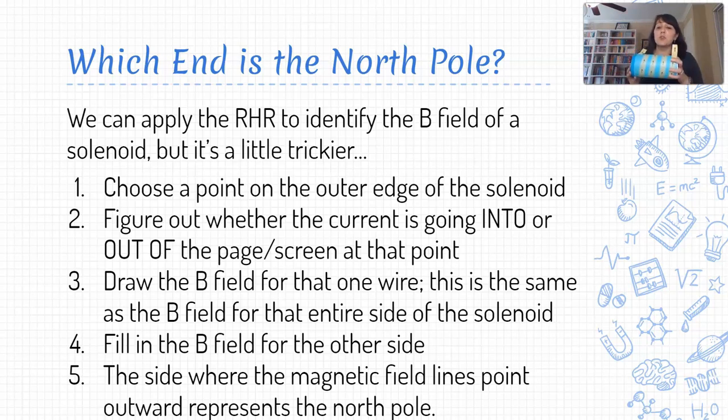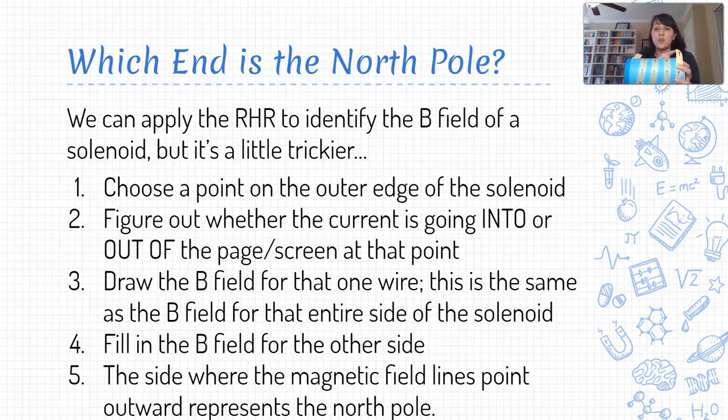Then figure out whether your current is going into your piece of paper or into your screen, or out of your page or your screen at that location. It's going to have to be one or the other if you're choosing a spot on the outer edges, so it's got to be either into or out of the page. Once you know which way the current is going at that one location on the outer edge of the solenoid, you can use the right-hand rule to figure out the magnetic field from that one location. And that's going to be the same as the magnetic field next to it, next to it, next to it, all along that entire side of your solenoid.